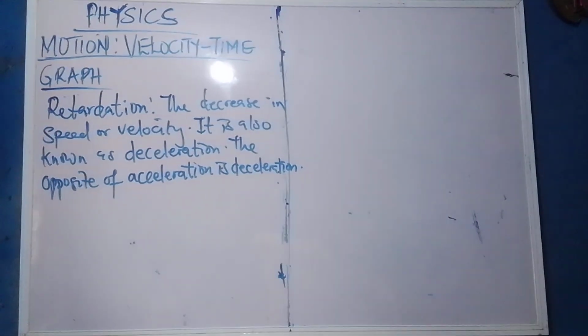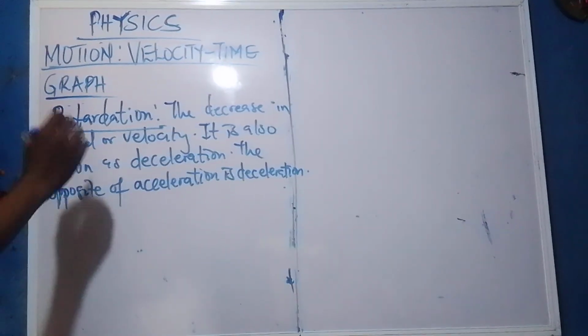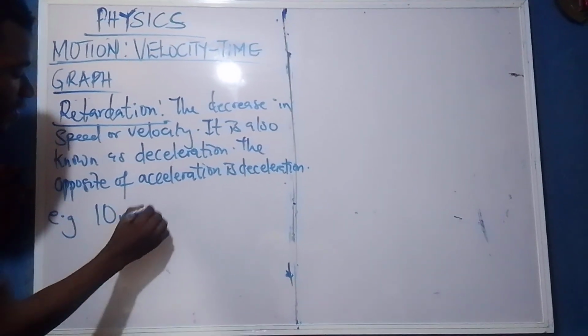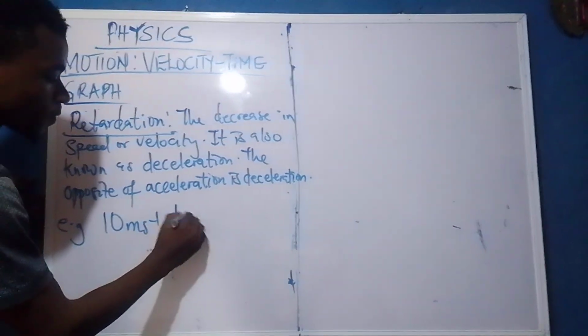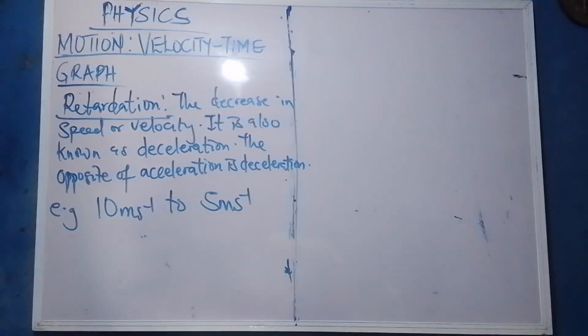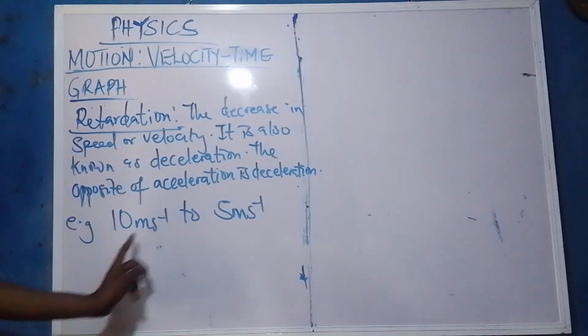So is that noted, guys? So this is what we call retardation. For instance, if you have an example, maybe a speed of 10 meters per second is reduced to 5 meters per second. So this is an example of a retardation. So there's a decrease in speed from 10 to 5.